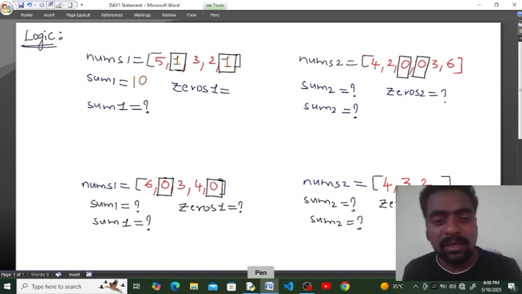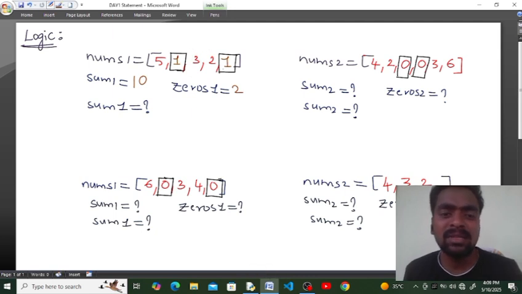So how many zeros were there in this? That is two, right? So I will take one more variable called zeros1. You may remember zeros1 denotes the number of zeros in the first array. So here it was two, right? Now what is the sum of all the ones which are replaced in place of zero? That is two, right? So we replaced two zeros with two ones. So it means the sum of these ones is two.